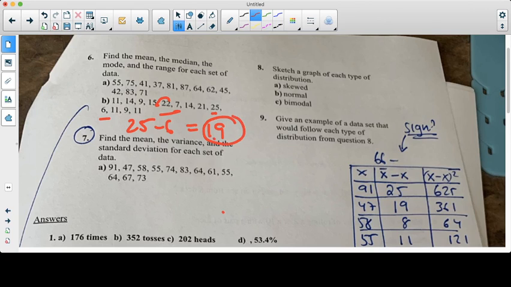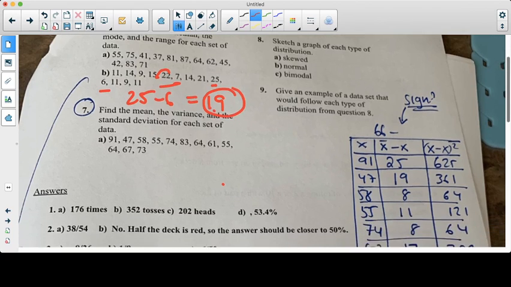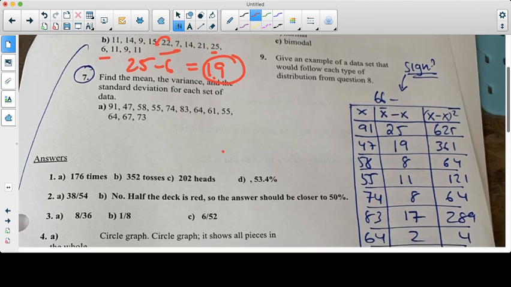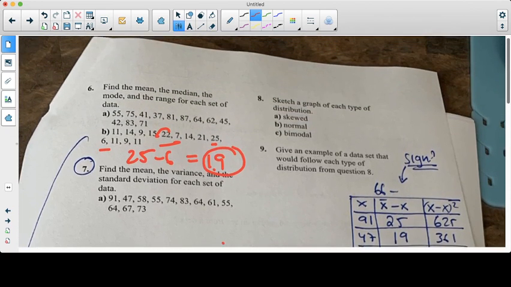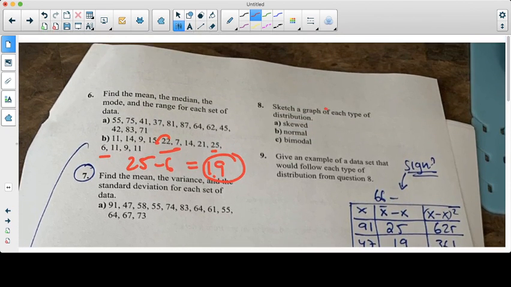And I apologize for this next question here. Actually, let's skip to 8 real quick, and then we'll do 7 because it's the longest. Skewed will be skewed right or skewed left. Normal will look like this. These have tails on the sides. Bimodal will look like that, with two modes.